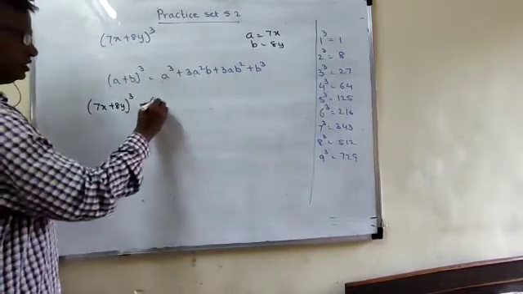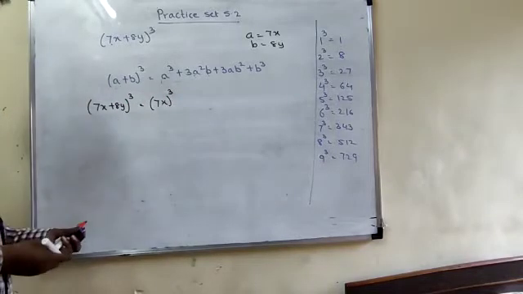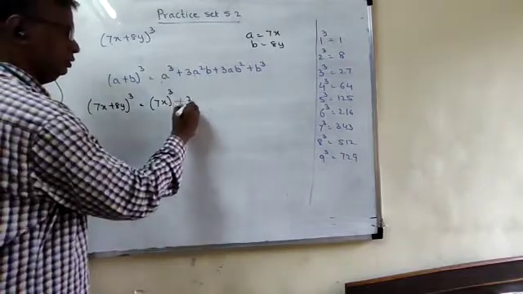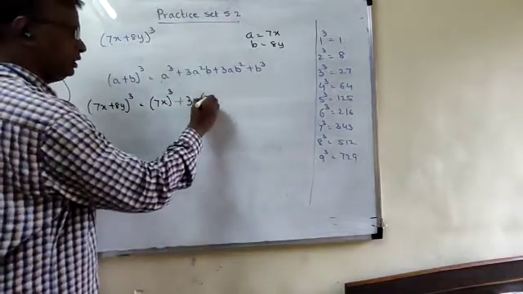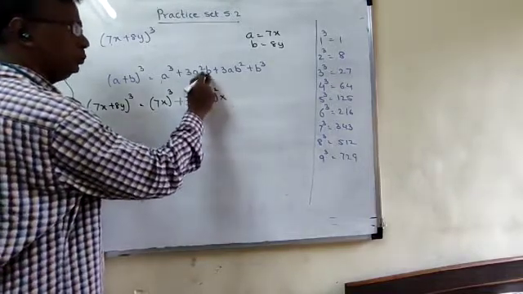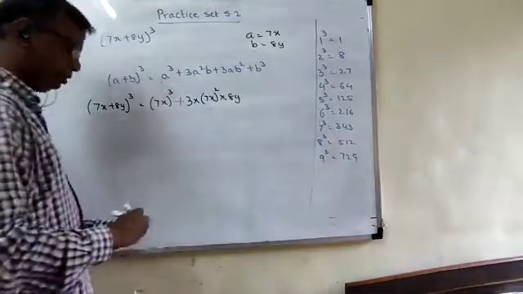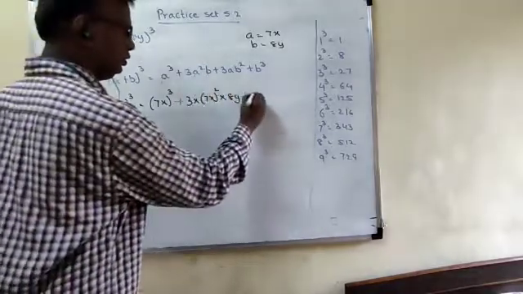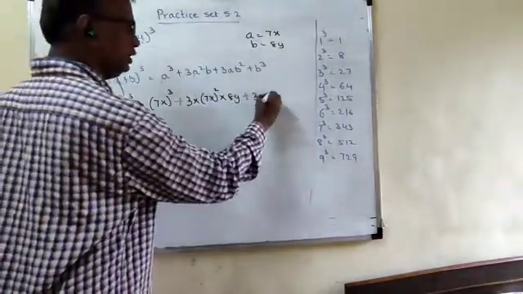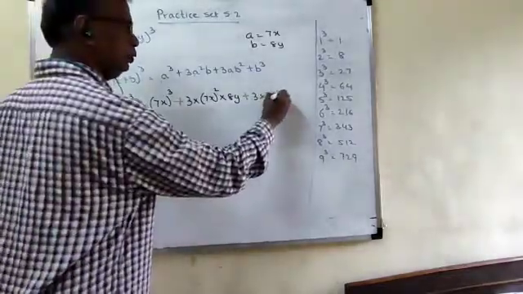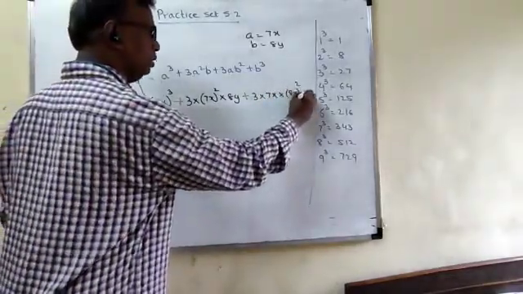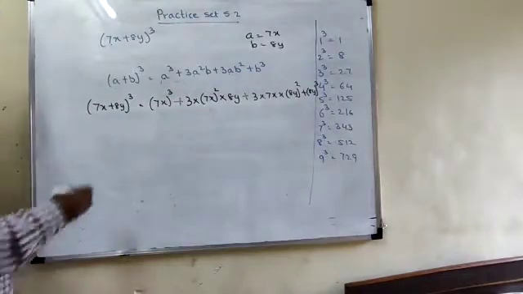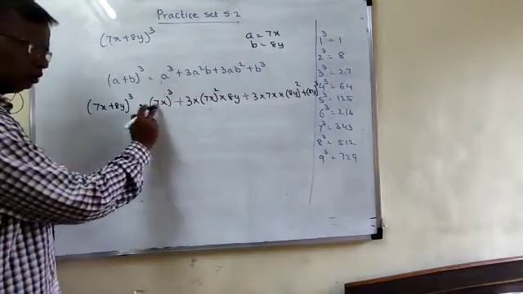a cube is 7x the whole cube, plus 3 into a square, that is 7x the whole square, into b, that is 8y, plus 3 into a, that is 7x, into b square, that is 8y the whole square, plus b cube, that is 8y the whole cube. Any doubt? This cube is for both.